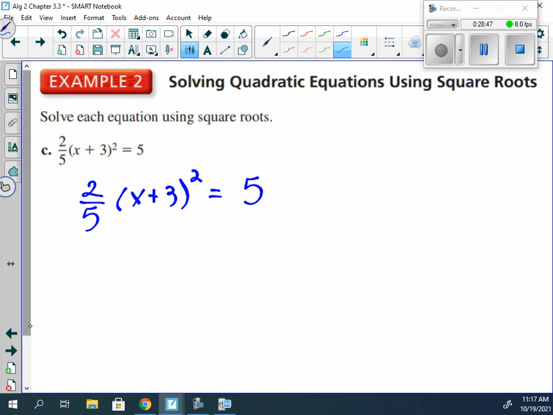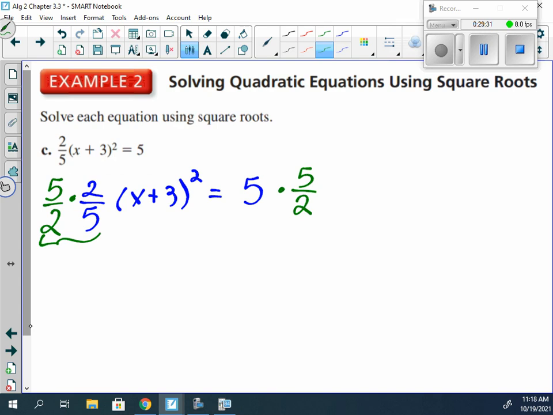So what's the first thing that we can do to get those parentheses by themselves? We need to get rid of this 2/5. Now we can multiply it by 5/2, or we could divide it by 2/5. It's going to be a little bit easier to multiply by 5/2 than it is to divide by 2/5. And not so much for simplifying the 5/2 and 2/5, but when we divide 5 by 2/5, we'll have to do some more calculations there.